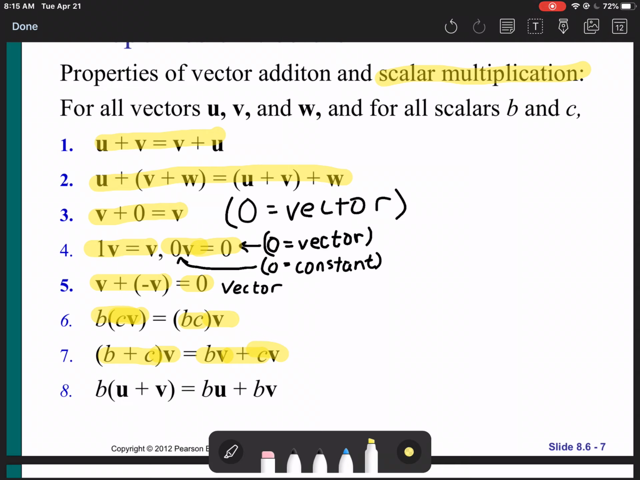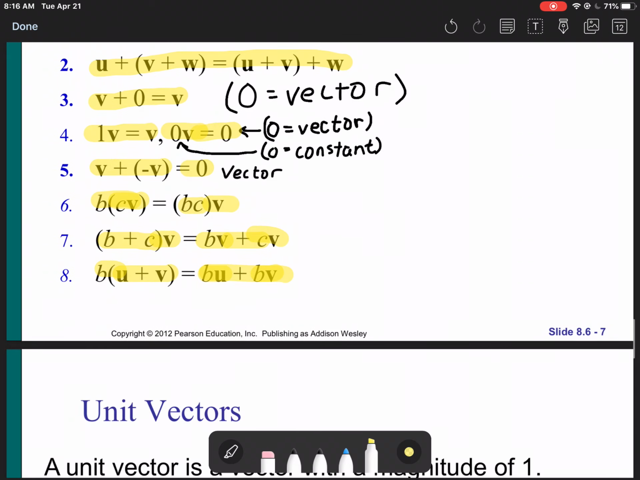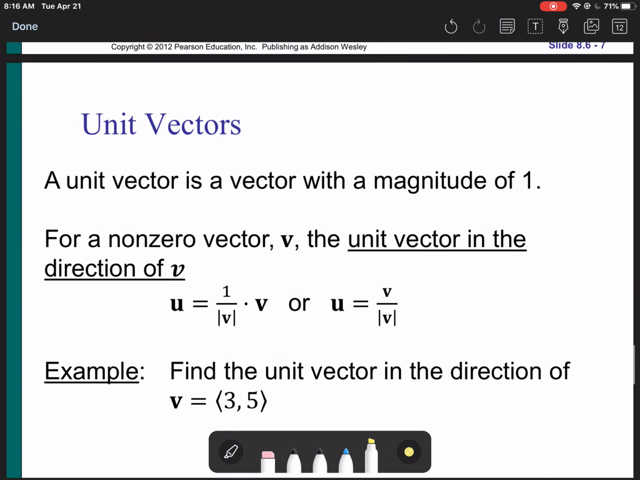And then number 8, that's the sum of two vectors, which is a vector, times a scalar. That's a scalar multiple of that vector. On the right side, that's a scalar multiple of vector u. That is a scalar multiple of vector v. The sum of those is a resultant vector. Right? Now again, we're not going to really do much with a lot of this, but it's just to give you the idea of how calculations work with vectors.